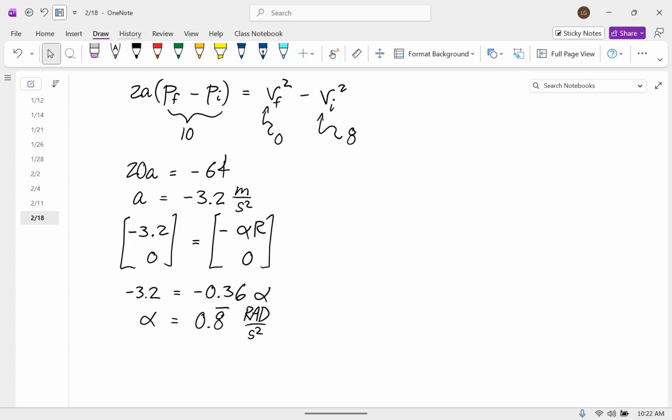Yep, 3.2 divided by 0.36 shouldn't be 0.8. Like 8.8 repeating. Yes, thank you. I was like, oh. Yeah. That's the new math they teach in schools now. Okay. Any other homework questions?